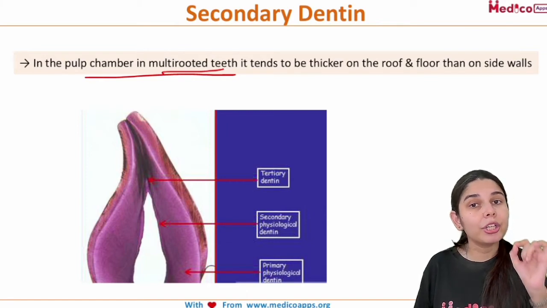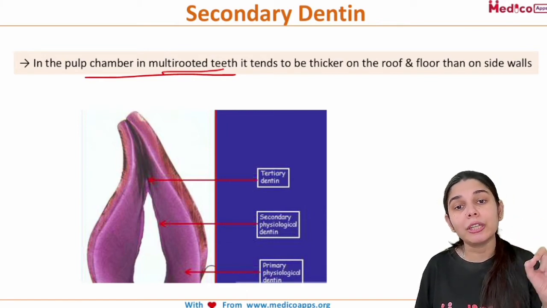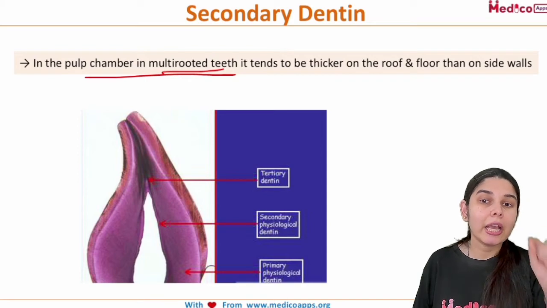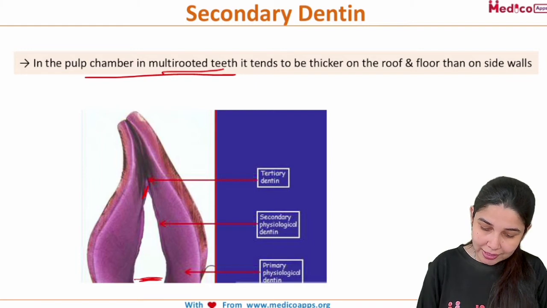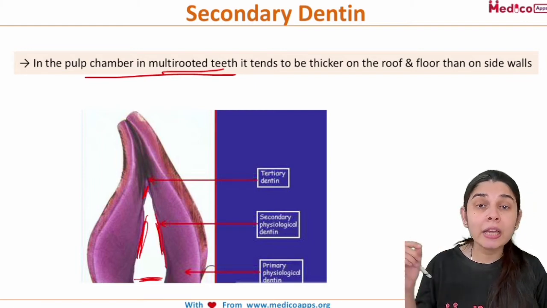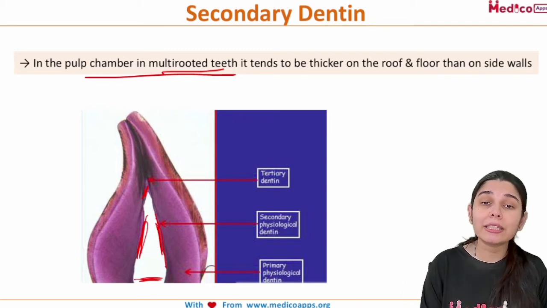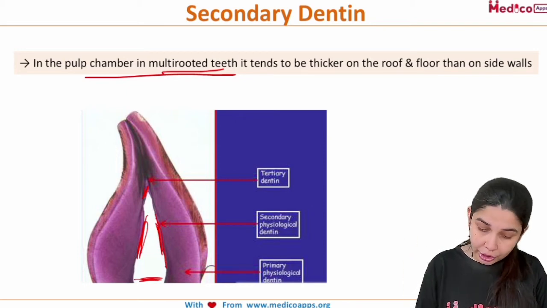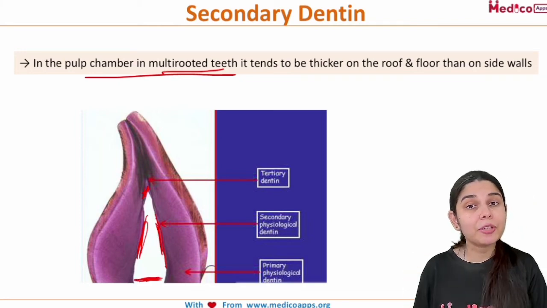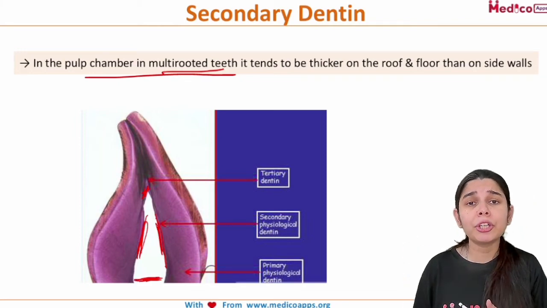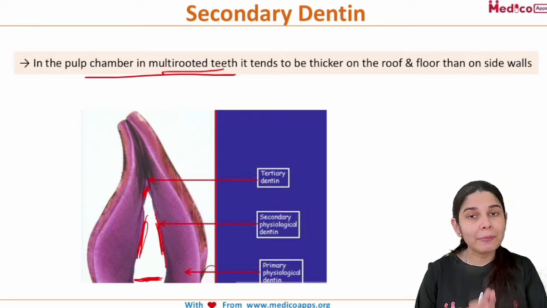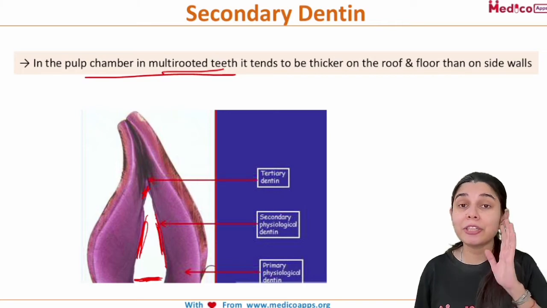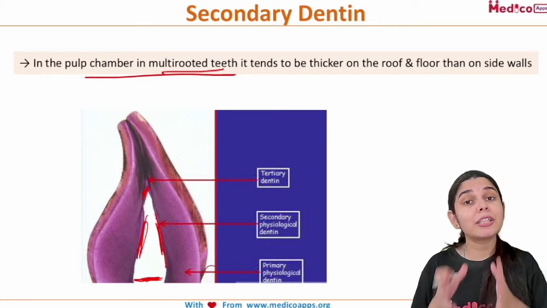The pulp chamber of the multi-rooted teeth has secondary dentin, and it is thicker on the roof surface and the floor surface as compared to the side walls. These are the side walls, where it is thinner as compared to the roof and the floor. The roof and the floor of the pulp chamber of the multi-rooted teeth have thicker secondary dentin.